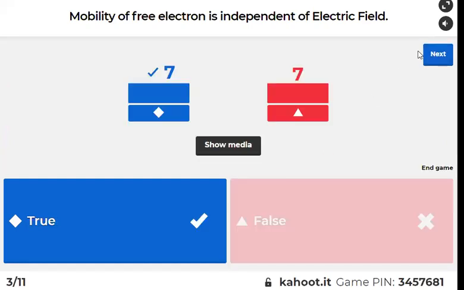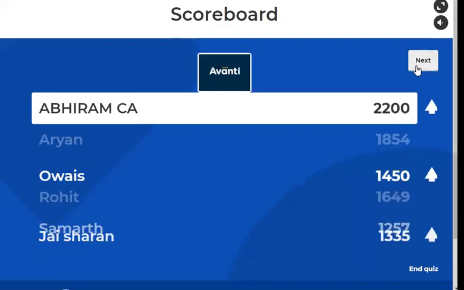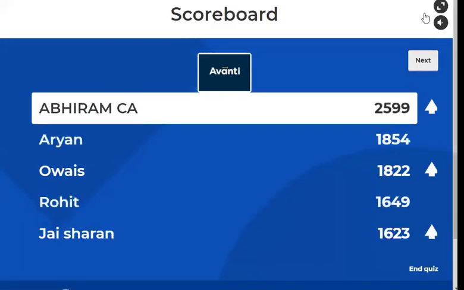Yes, it is true, right? So 50-50 mar diya. Theek hai. Anyways, we'll discuss the formula, right? Everything, but conceptually, you should have thought. Next.